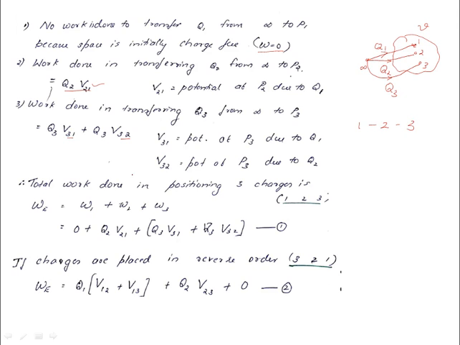Now the total work done in positioning the 3 charges. We have placed the 3 charges and the order is 1, 2, 3. So adding all this, WE will be equal to W1 plus W2 plus W3. W1 is 0, this is W2 and this is W3.